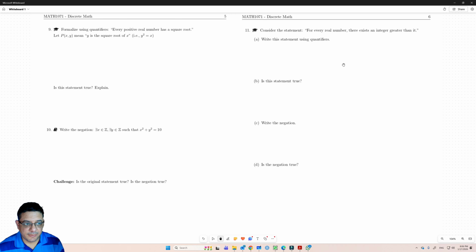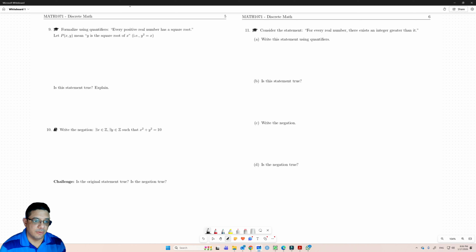Hi. In this second part for examples in section 3.3, we're continuing to work with double quantifiers and predicates. So for question number 9, we want to formalize using quantifiers. And so we have a statement here: every positive real number has a square root.